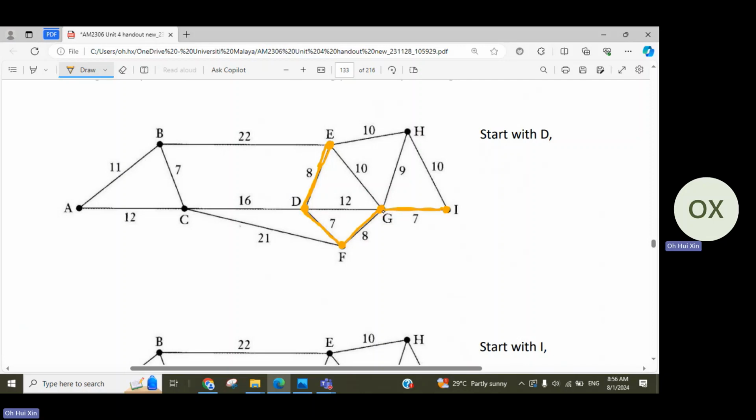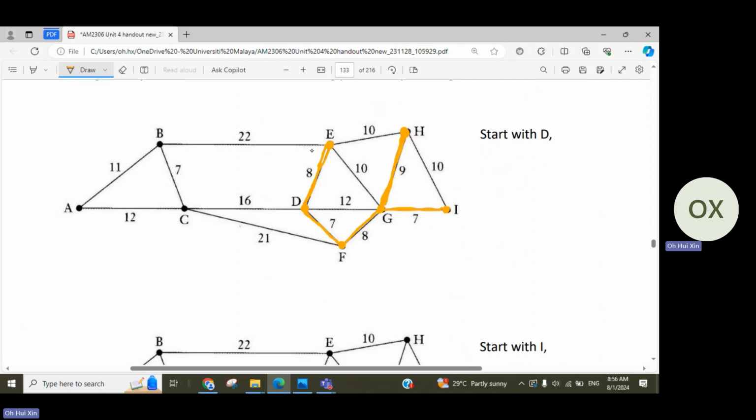So your choices will still be G, H, and also I, H as well. Among all these, the shortest one that you are able to find from 22, 16, 21, 10, 9, and 10 is 9. So that's why we take it here. As you have finished up to here, you realize that you don't need to look at this part anymore because all of the vertices here are already connected. Then you can shift to the other side of the graph.